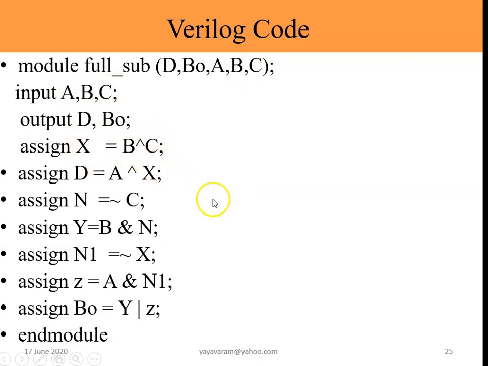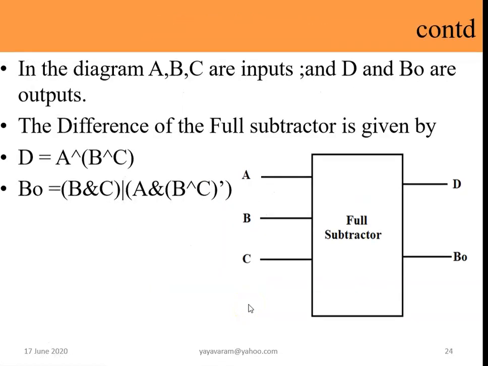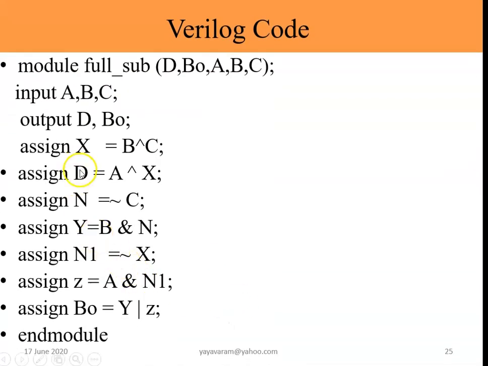Similarly, assign X, X is nothing but B XOR C, you can see here. What is X here? It is an XOR gate, B XOR C will be X. What is the difference here? You can see, difference: A is the input for the XOR gate and X is the other input. So A and X are the inputs. Therefore, how do you write this? You can simply write this as assign D, difference, is equal to A XOR X. The same thing, you can just go through it carefully. If you take paper and pen, it's very easy to understand.